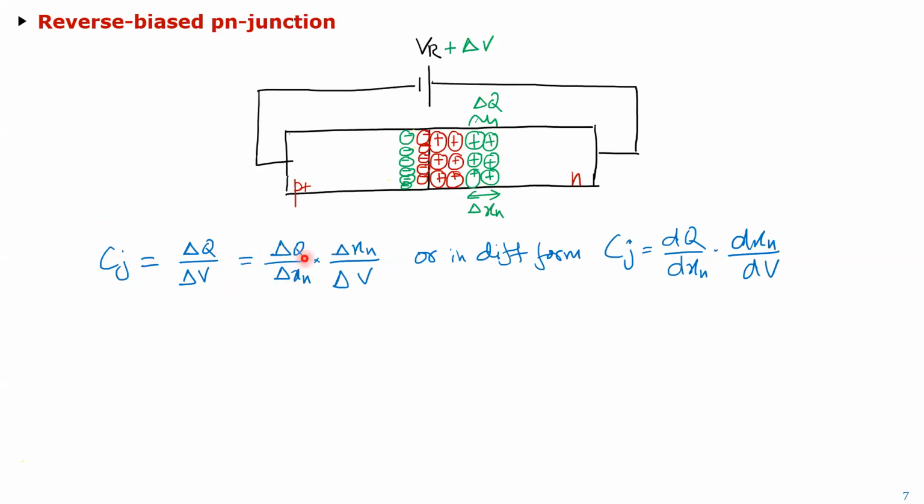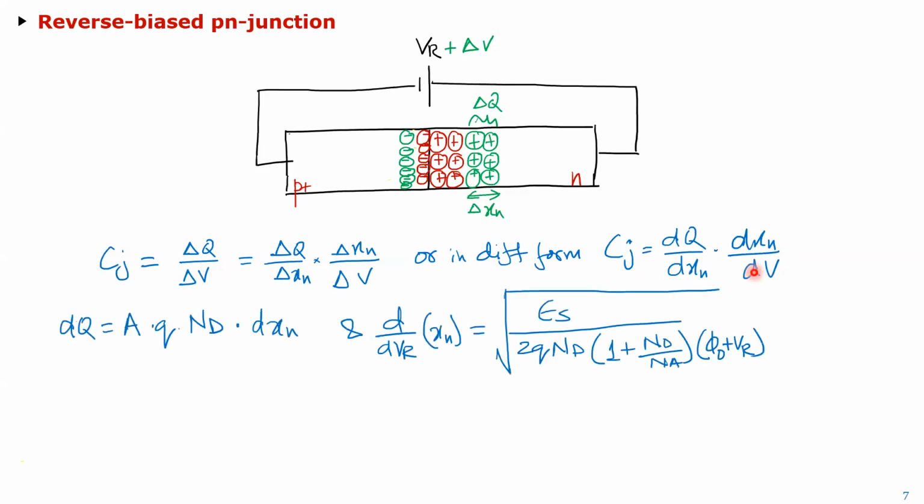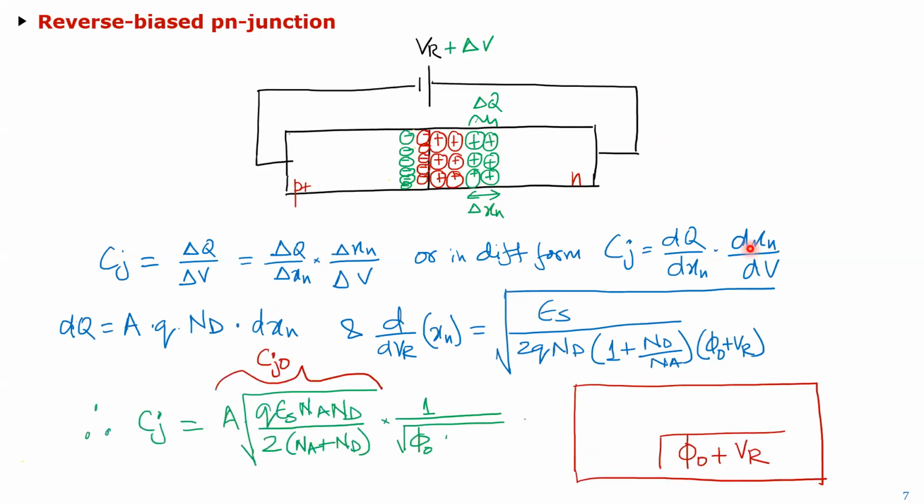So what I did here was a kind of an algebra stunt where I said, okay, I want to find out delta Q over delta V, which is the same as delta Q over delta Xn times delta Xn over delta V, because these two will cancel. Or in a differential form, you can write this as the derivative of Q with respect to Xn and the derivative of Xn with respect to V. And if I use that previous formula for my length and differentiate it with respect to VR, that's what you're going to get. And you substitute back in this equation, and you basically get the entire CJ naught equation.